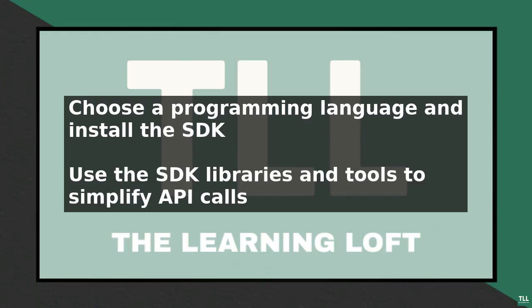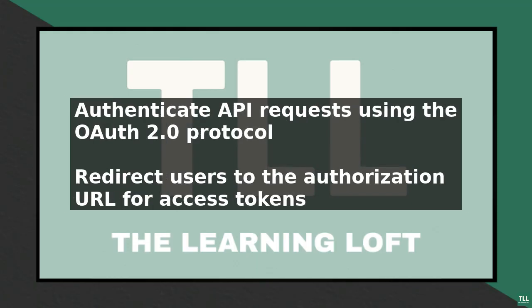Step 3. Authenticate your API requests using the OAuth 2.0 protocol. You will need to redirect the user to the Bill.com authorization URL, where they will grant access to your application. After authorization, you will receive an access token, which is used to make API calls.